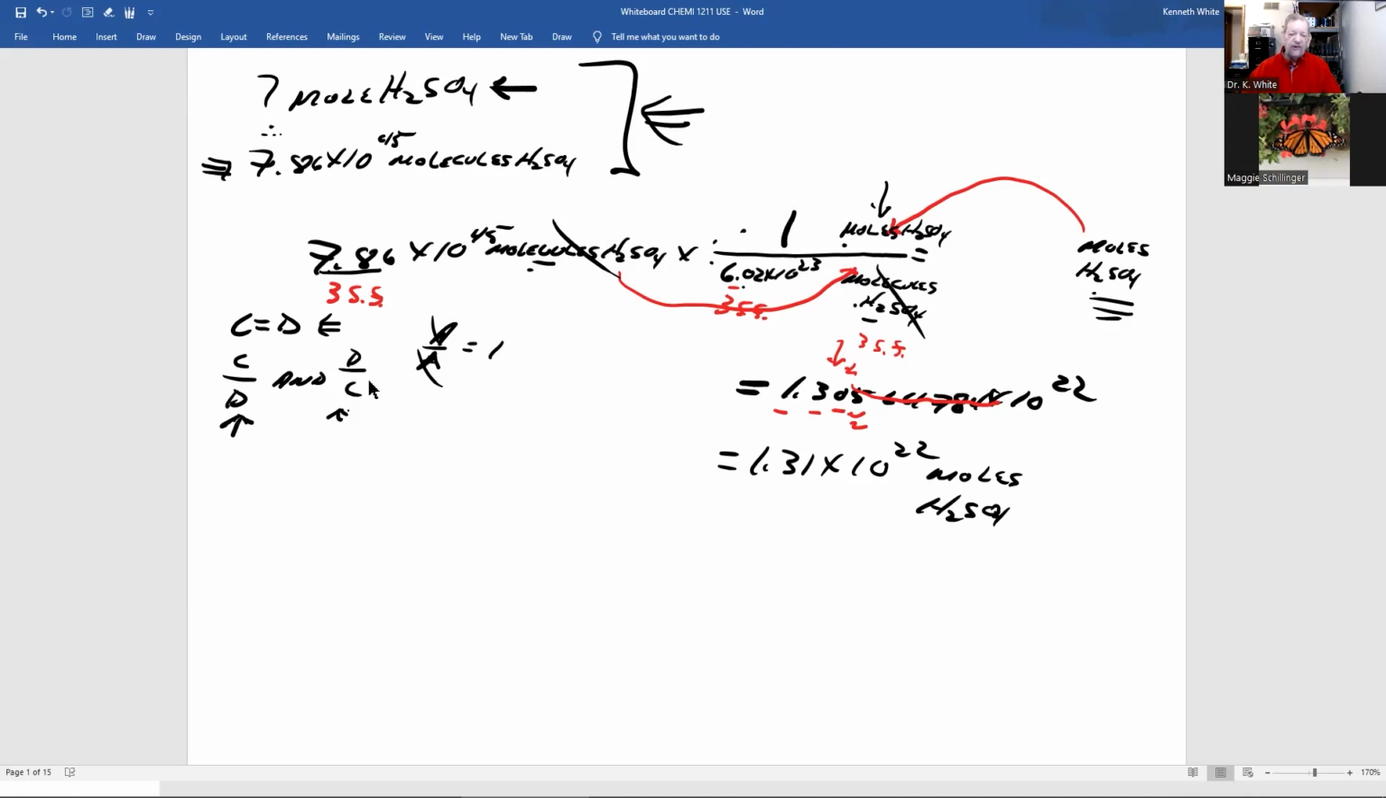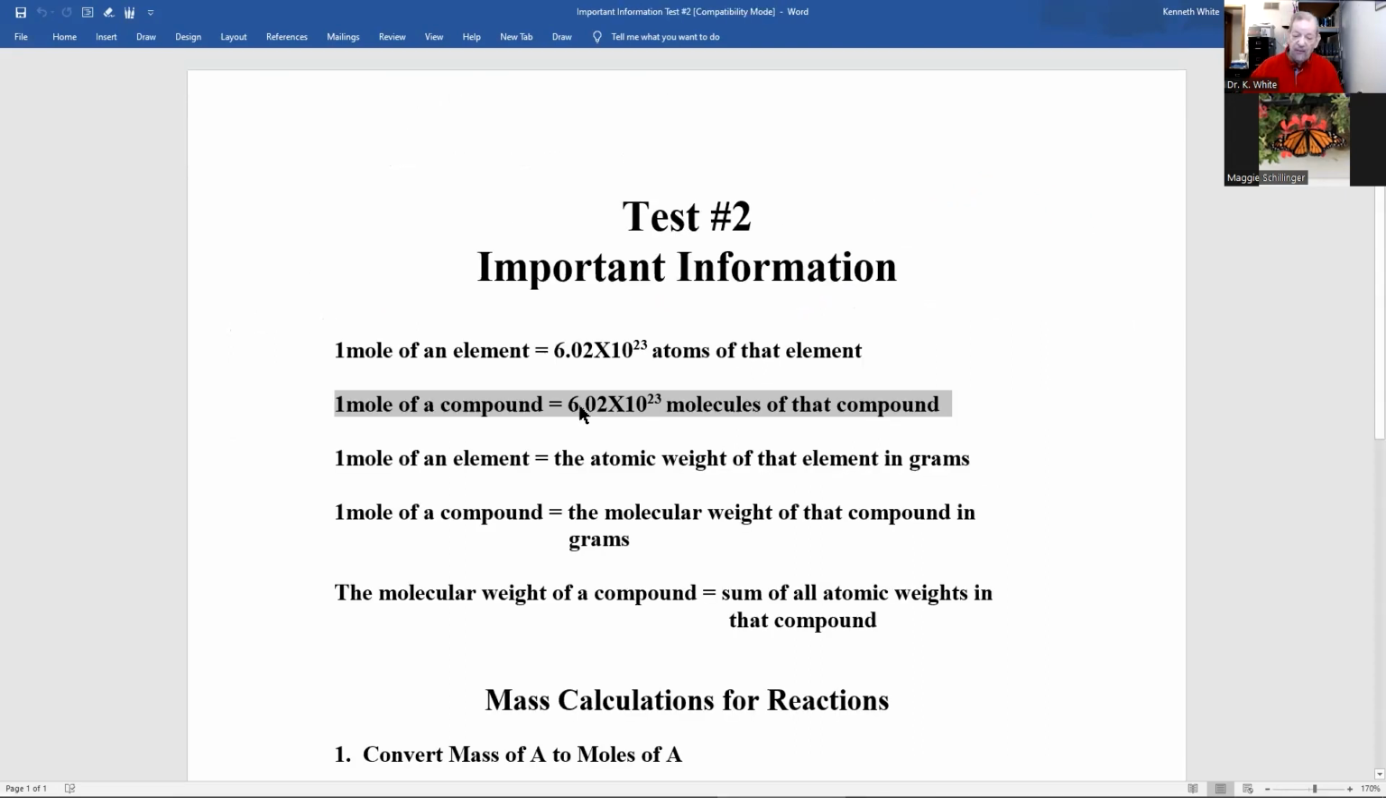And then where do you have a relationship between moles of a compound? That's what sulfuric acid is. And molecules of a compound? Well, in case you forgot, in days old, when I used to teach this a number of years ago, you have to memorize this. You don't. Good news, because the important information, the relationship of 1 mole of a compound, is 1 mole of a compound equals Avogadro's number, 6.02 times 10 to the 23rd molecules of that compound.